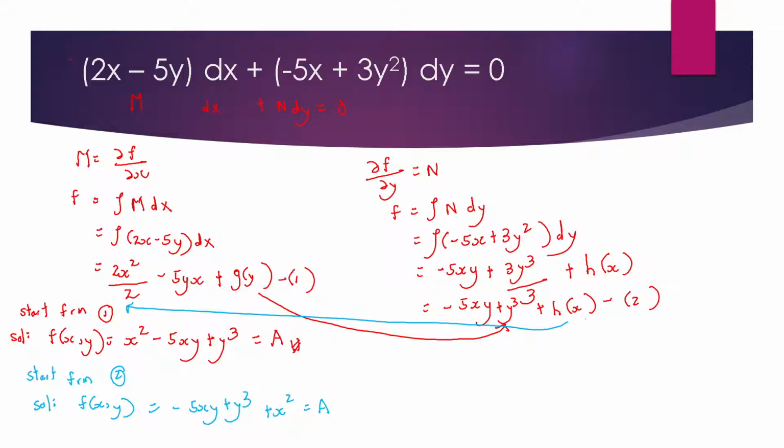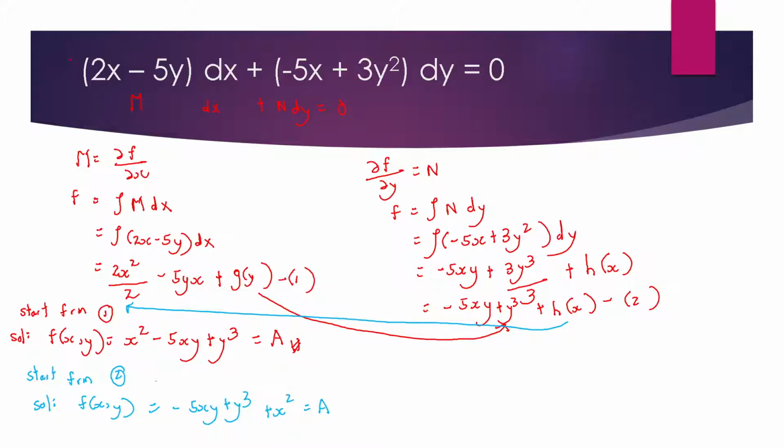I mean, the third way is actually you combine equation 1 and 2 by taking new terms only. New terms only. But don't add up. If you add up negative 5xy, total is negative 10xy. So we obtain actually f(x,y) is x squared minus 5xy plus y cubed.